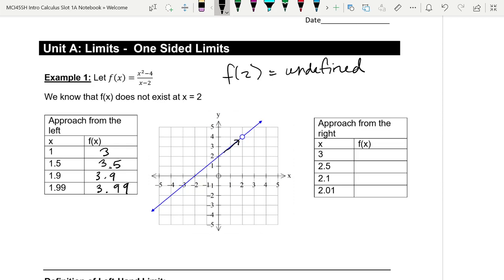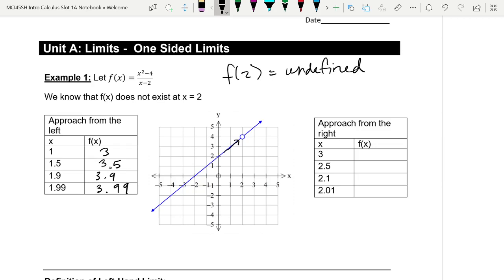Hang on, I'll write conclusion. Conclusion: as x approaches 2, f of x equals 4. And I can drop the pretense of saying, well, it's approximately 4. Remember, our very first conversation in this course was that 0.9 repeating is the same thing mathematically as 1. So infinitely close to 4 is 4. We have decided. Okay?